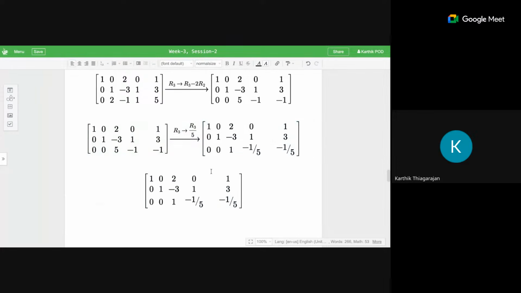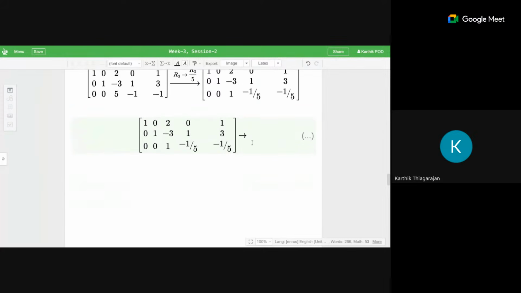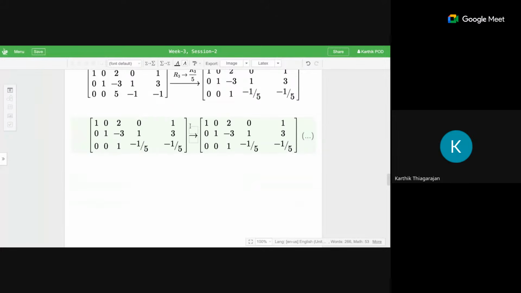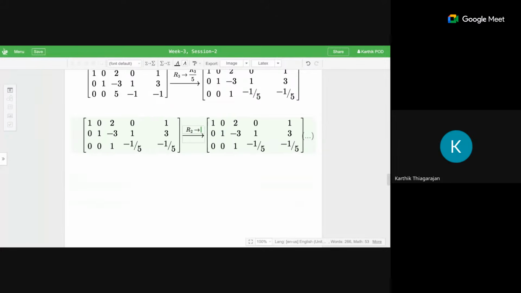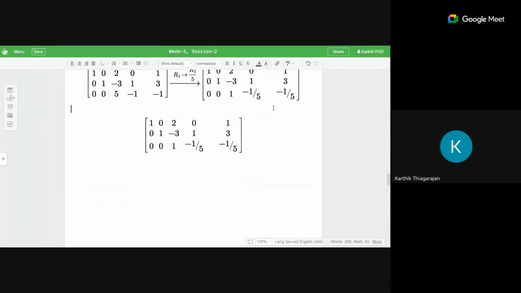Okay, let's do RREF. I want RREF. You could stop at REF also, but let's go the distance. So what should I do to make it RREF? R2 should become R2 plus 3R3. Okay, but there will be this all 1 by 5 business coming in. Should we do it or leave it like this? I think there are too many fractions, and I am not fond of fractions. Maybe we'll leave it like this. We can figure it out later.